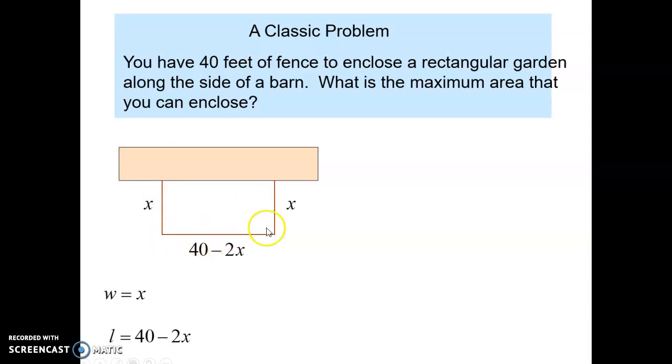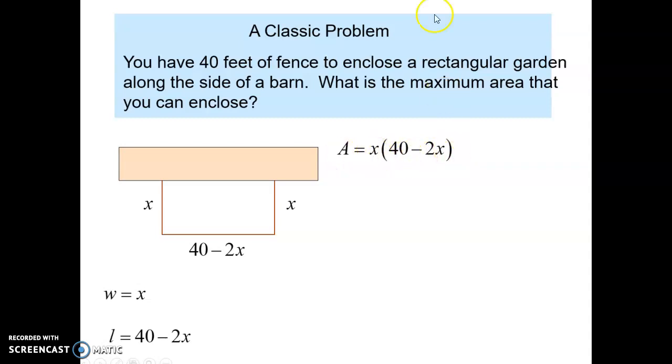So the length of my garden, L, can be represented by the 40 feet of fence I had minus the 2 X's that I already used for the width of this fence. Now it asked me to maximize the area, so I put in the equation for the area of a rectangle, which is equal to length times width. In this case, my width was equal to X, and my length was equal to 40 minus 2X.